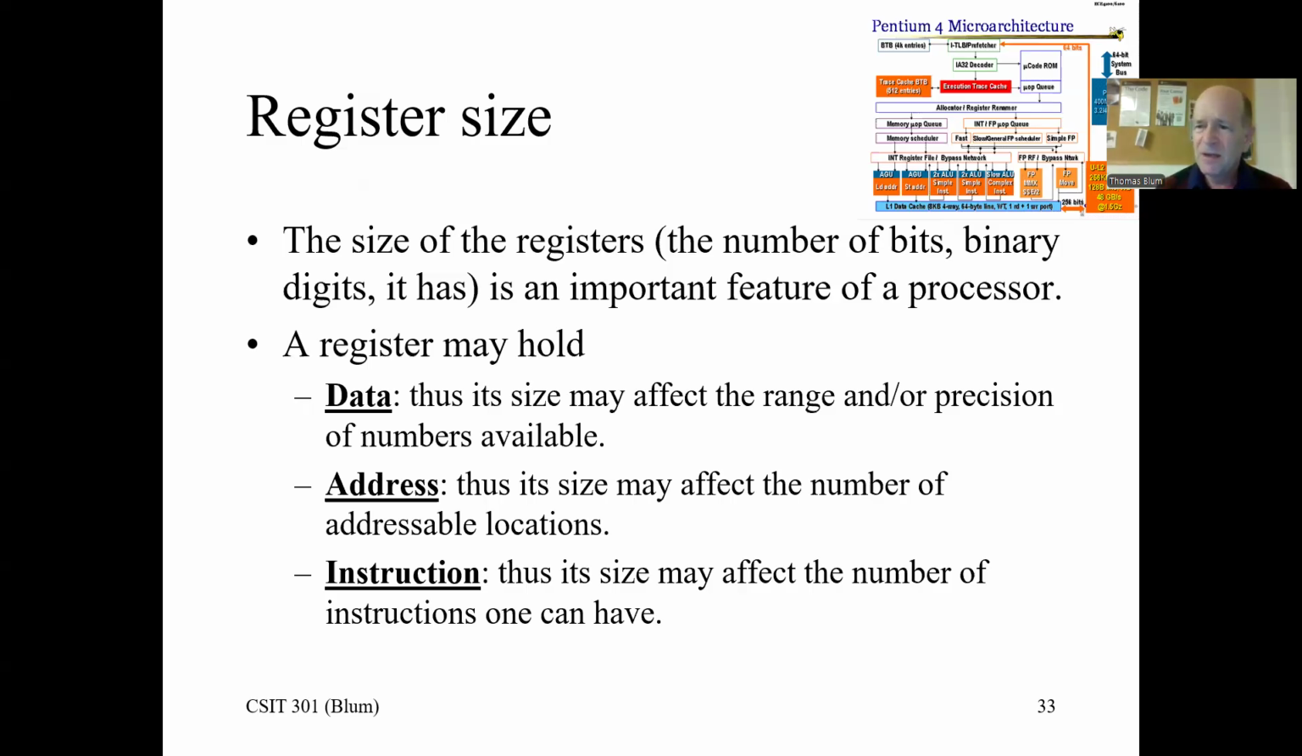We had address registers like the memory address register, and the size of that tells you how many things you can address. The size of a data register tells you how big your numbers could be or how precise your numbers are. The size of an address register tells you how many things you can address. And the size of an instruction register will tell you possibly how many instructions you can have. So these are important features in the architecture.